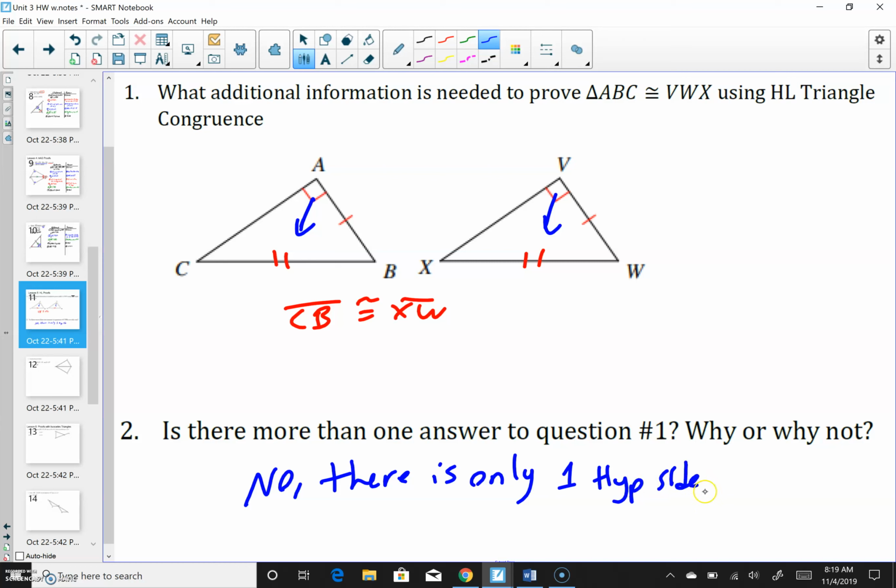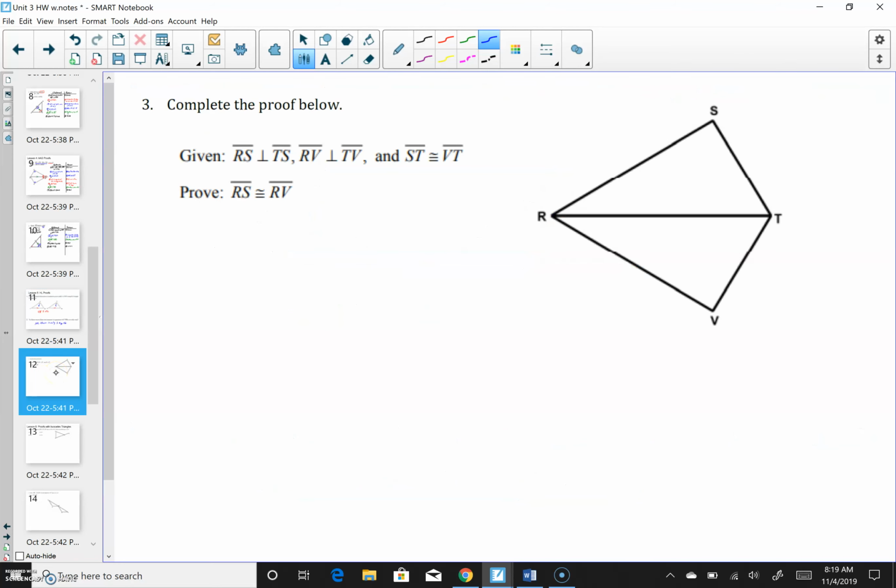So in class, we were given the hypotenuse and the right angle, and we used one of the legs to make HL. Now they gave us one of the legs, so therefore the only option left is CB is congruent to XW, because that's our hypotenuse. Now we're going to complete a proof using this congruence.